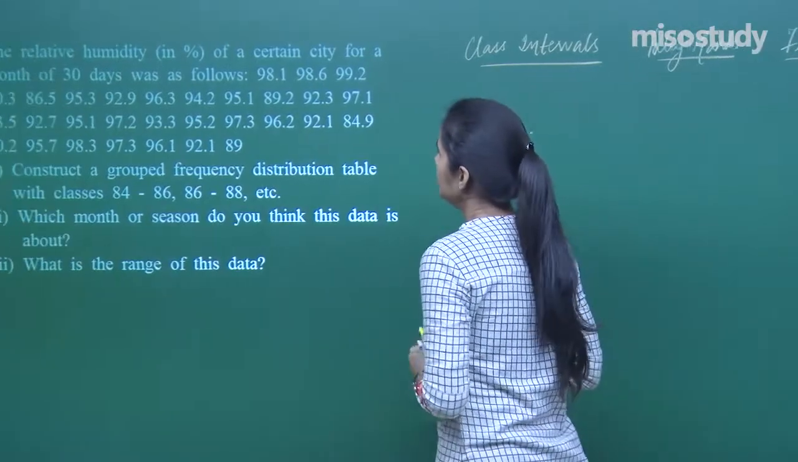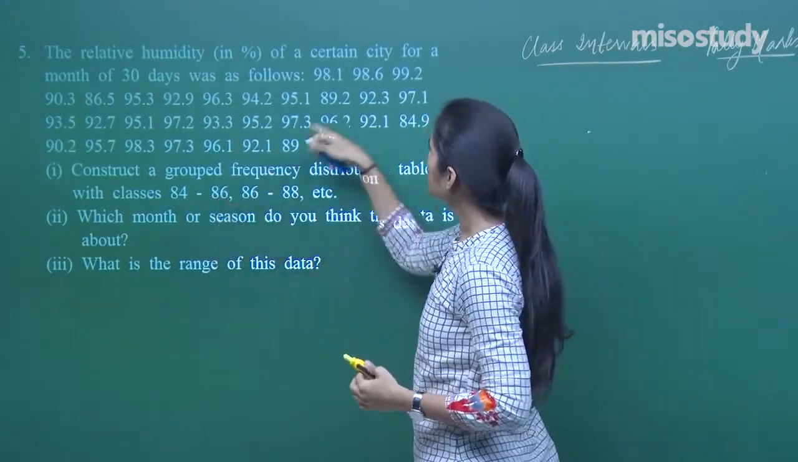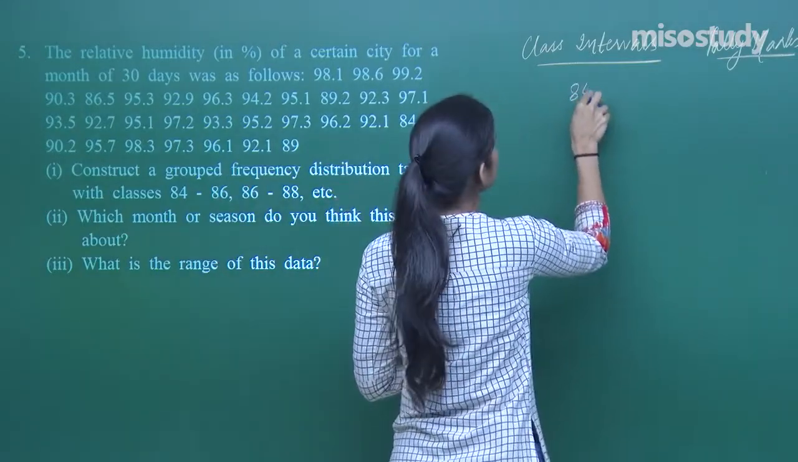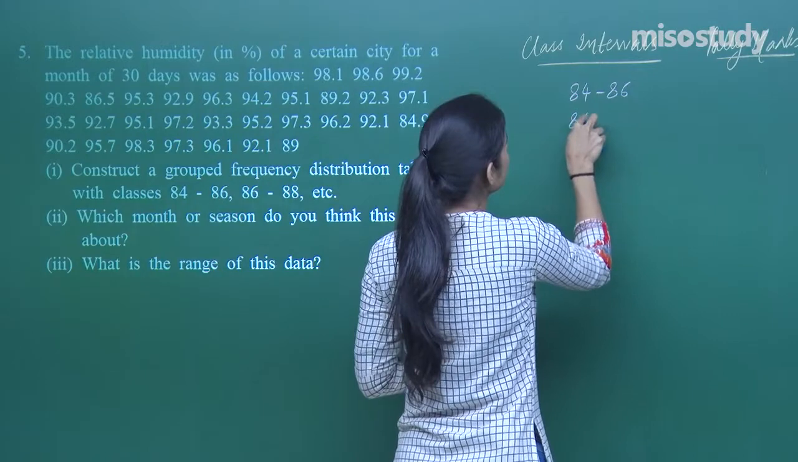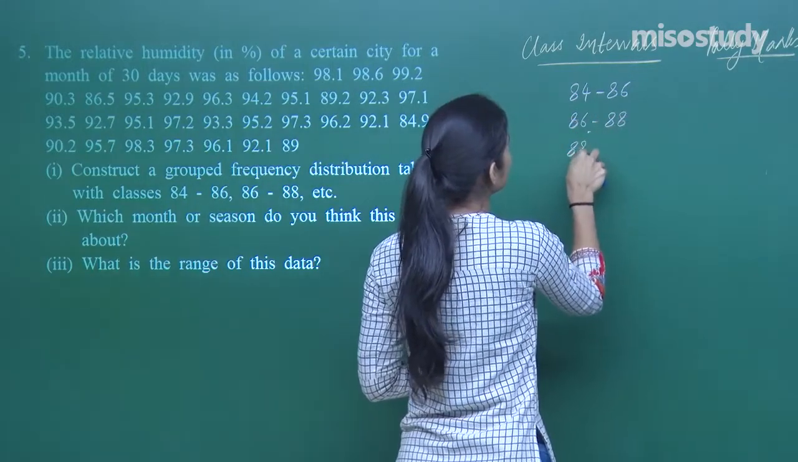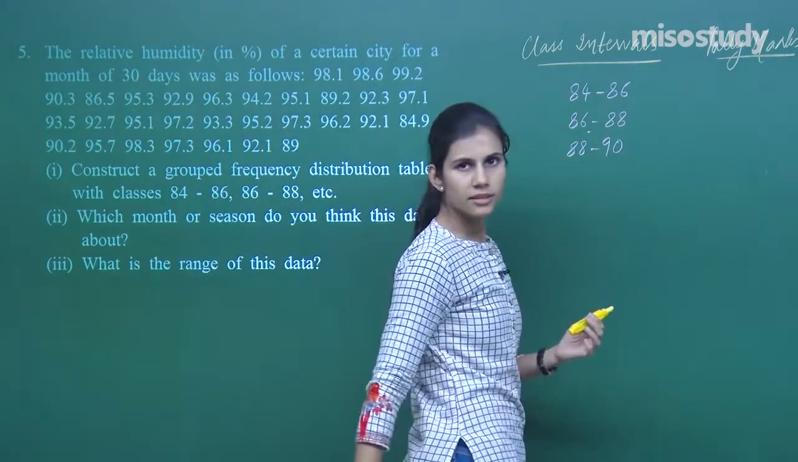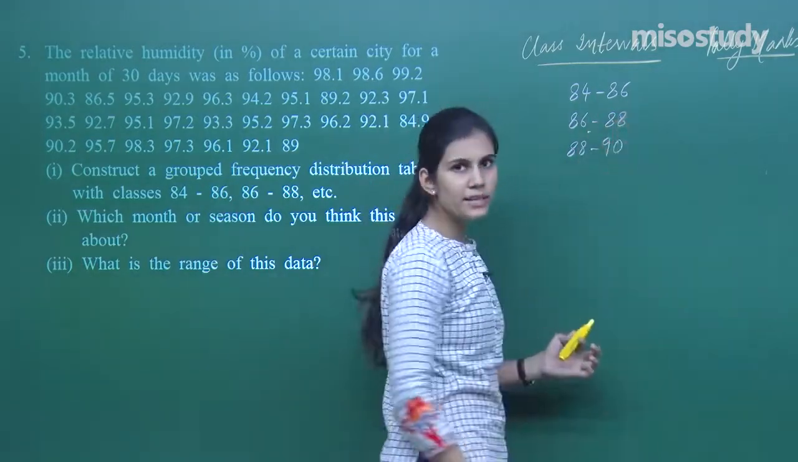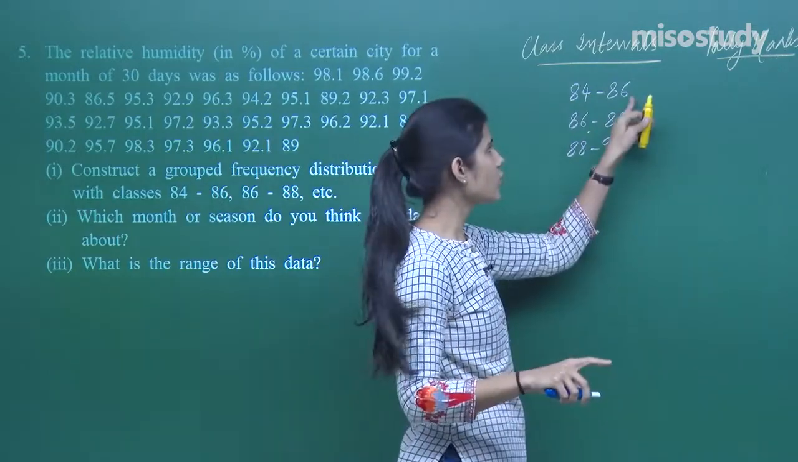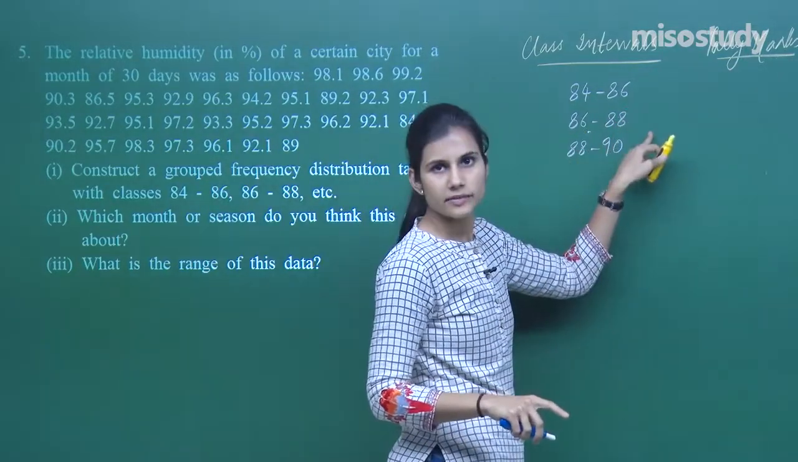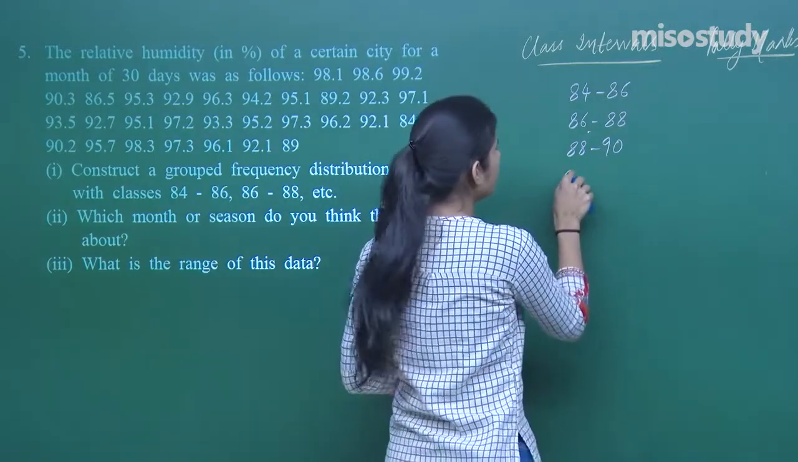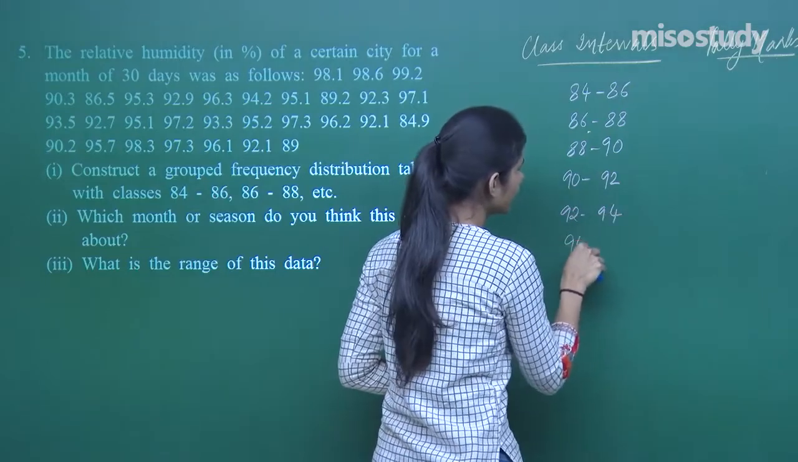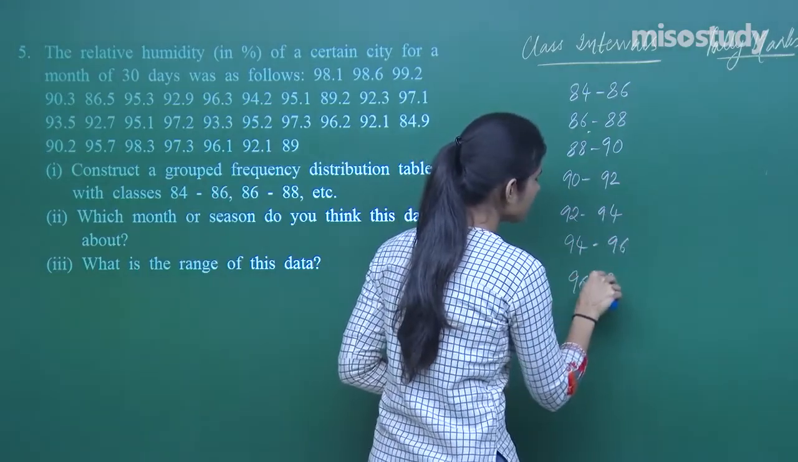Clear? Now it's given to you 84 to 86, there is no value below 84, so I am going to take 84 to 86 as the first class interval. Next is 86 to 88, then 88 to 90. What is the class size? Of course you can judge, it is 2. In 84 to 86, what am I including? 84 and 85, that is it. 86 is not included, it is included in the next class interval. It is again the exclusive case. Then 90 to 92, 92 to 94, 94 to 96, 96 to 98.